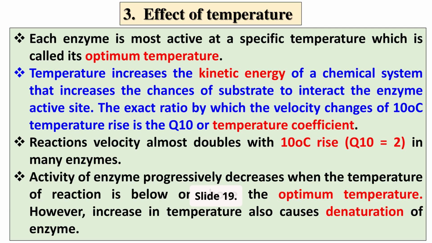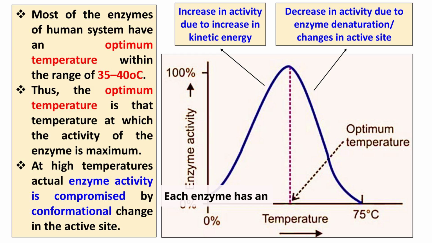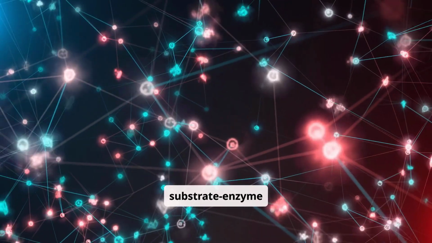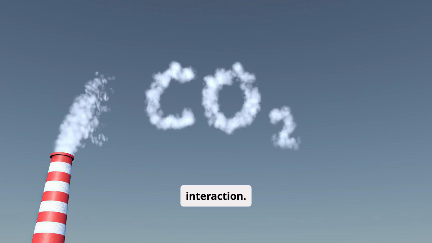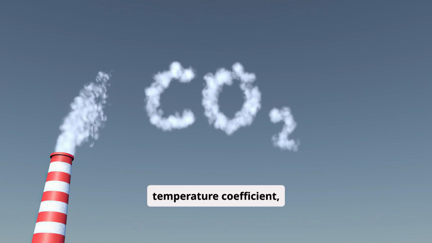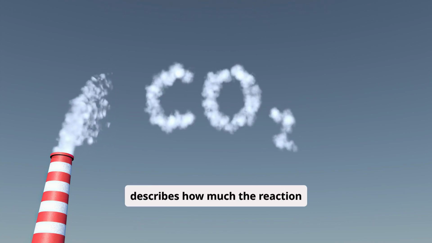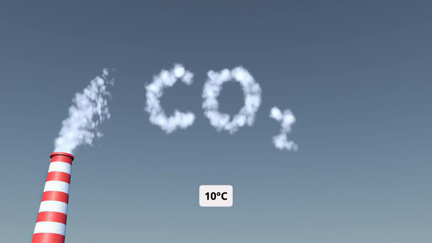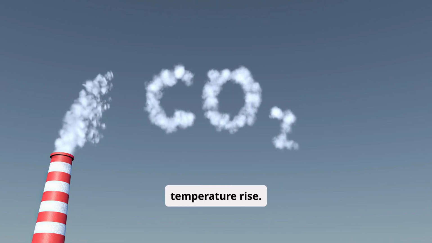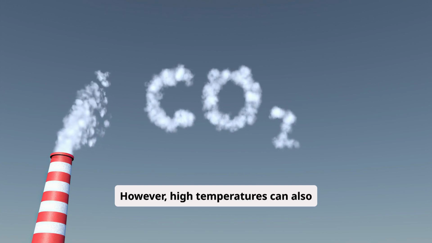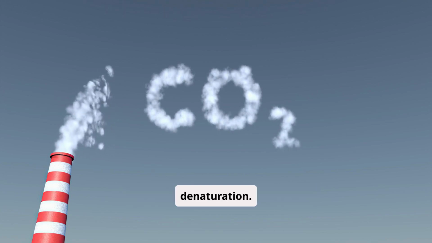Slide 19. Each enzyme has an optimum temperature at which it's most active. Temperature increases the kinetic energy of the system, increasing the chances of substrate-enzyme interaction. The Q10, or temperature coefficient, describes how much the reaction velocity changes with a 10 degrees Celsius temperature rise. However, high temperatures can also cause enzyme denaturation.